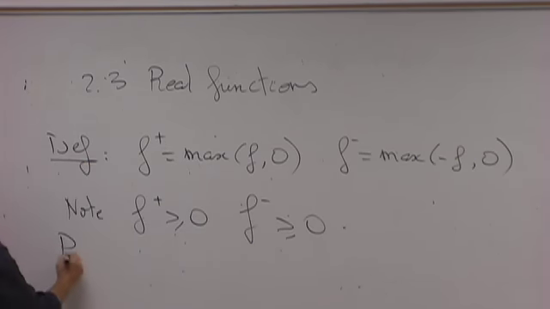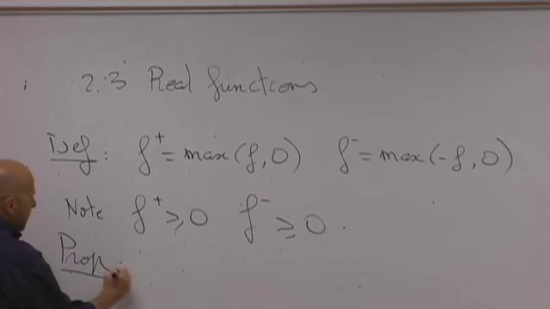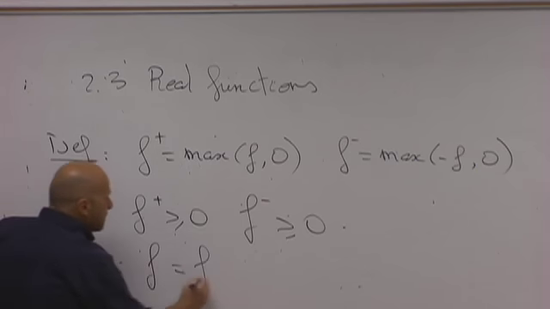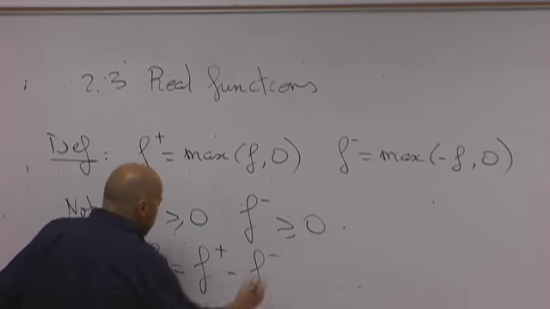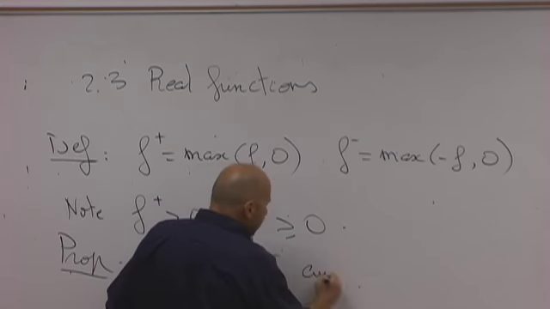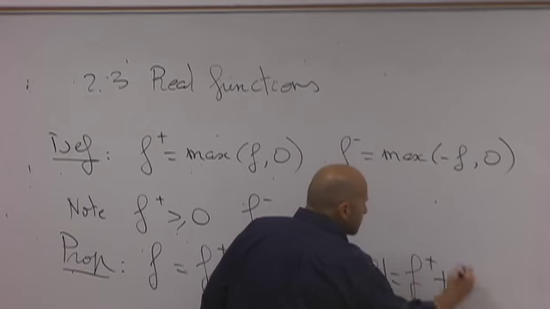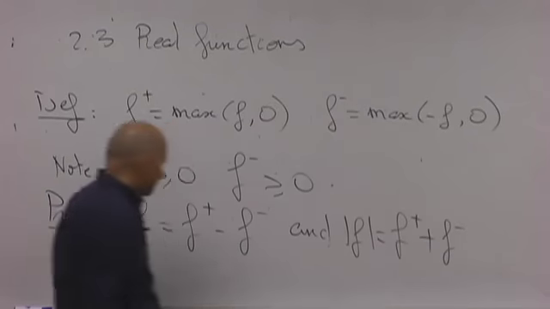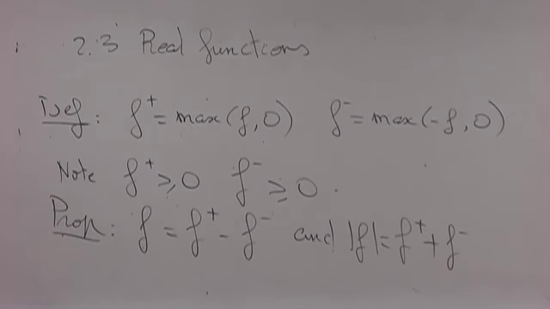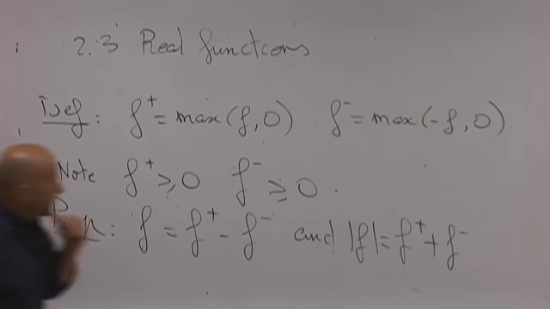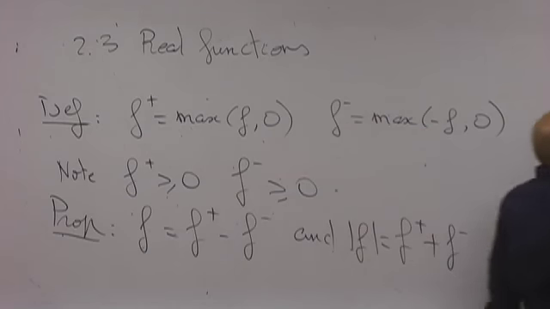Now, first property: f is actually f plus minus f minus, and the absolute value of f is f plus plus f minus. So that's an important way to look at a generic function, by looking at the positive and negative part. How do you prove that?